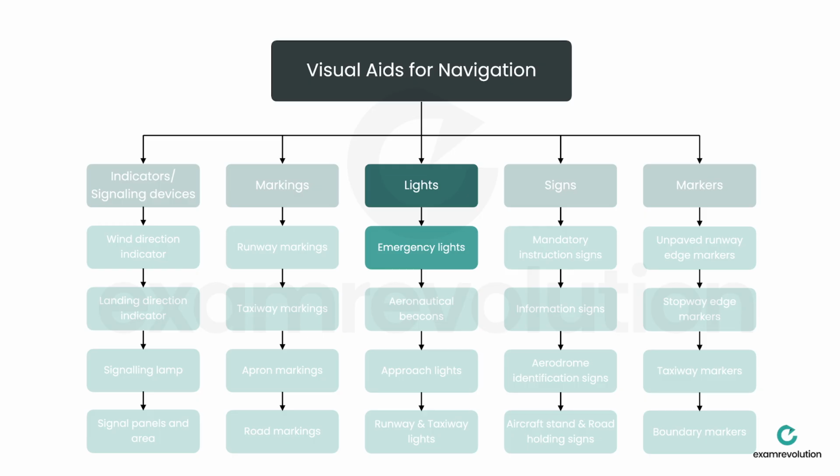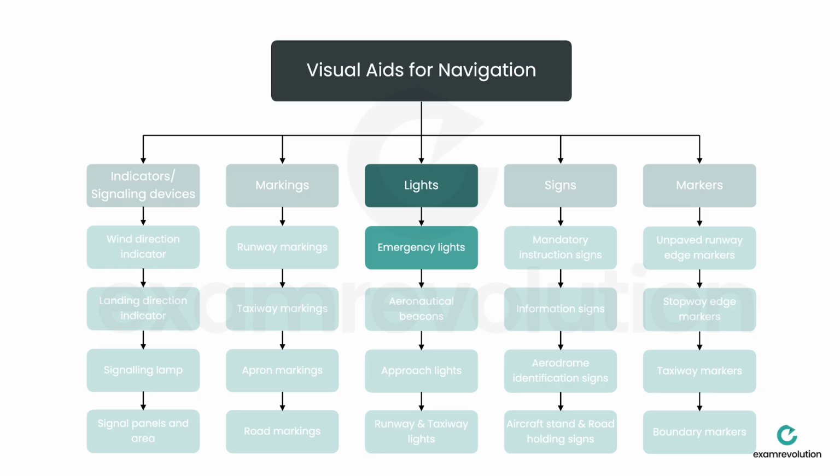Now obviously lights play a significant role in visual aids for navigation, because when you are moving the aeroplane in and around the aerodrome, lights can really help you to find the spot to park, or guide you onto a taxiway, or guide you onto the runway, or stop you from entering a runway. That's why lights are so important as a visual aid for navigation, and that's why you really need to know the different types of lights and the specifics behind the lights at the aerodrome.